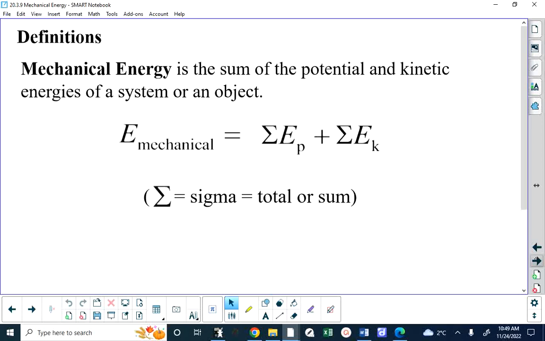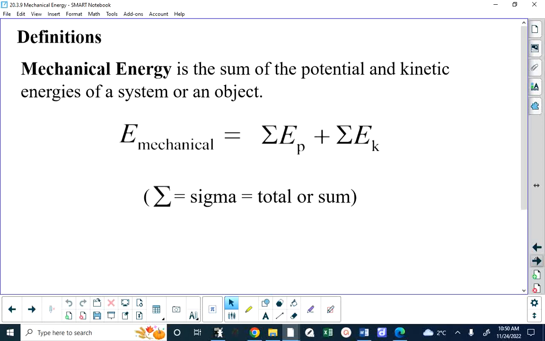This Greek letter, I don't know if I put this in your notes or not, is a capital sigma. What it means in science and math is total or sum. The reason I've got sum here is that it isn't really important for the kinetic energy because there's one type of kinetic energy. But I could conceivably have different types of potential energy in a system, so I would have to add them all up. The bottom line is it's the sum of all of the potential and kinetic energy.